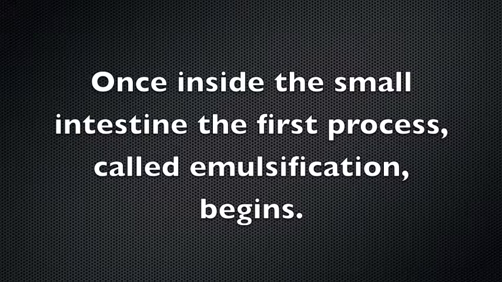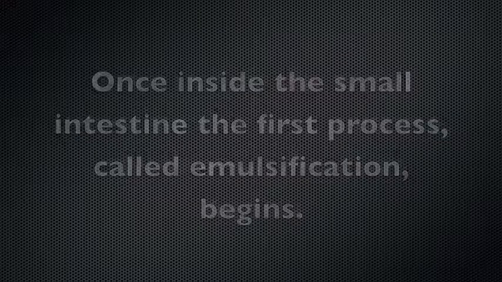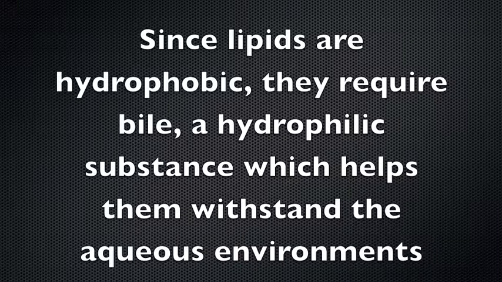Once the lipid reaches the small intestine, the first process of digestion begins, known as emulsification. Since lipids are hydrophobic, they require bile, which is secreted by the gallbladder and produced by the liver, a hydrophilic substance which helps them withstand the aqueous environments in the cell.